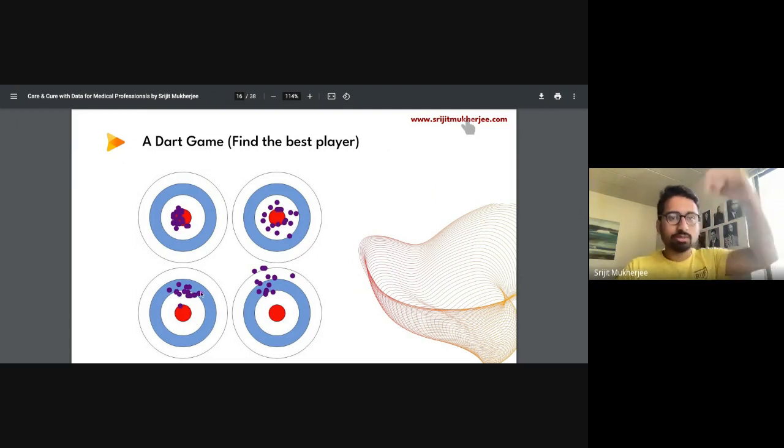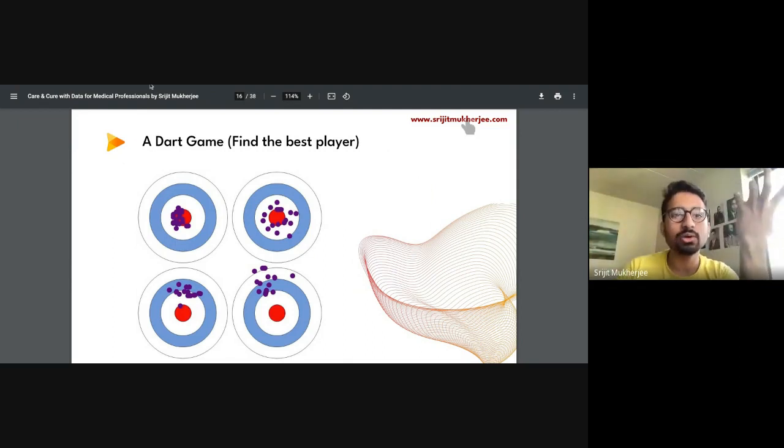In the bottom left. In the top right, you can see that the average is around this red region, but it's not consistent. It's not close enough. So the person is not consistent, right? And in this case, it's the worst case scenario. It's neither consistent, nor is it around the red region, right? So the best player is the dart in the upper left-hand corner, and the reason is that the mean is close to the red region, and also the consistency is there.